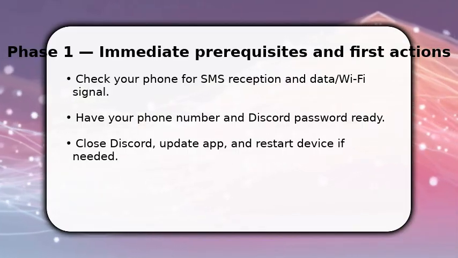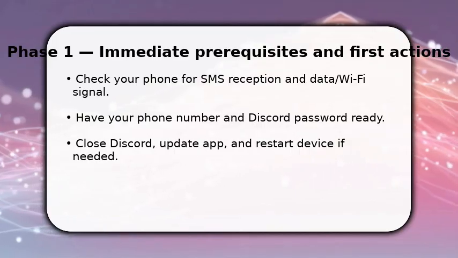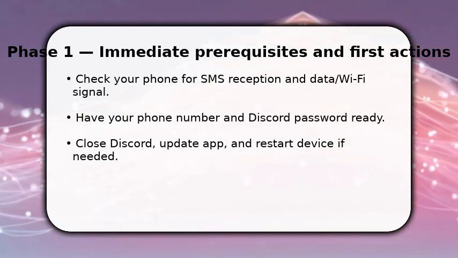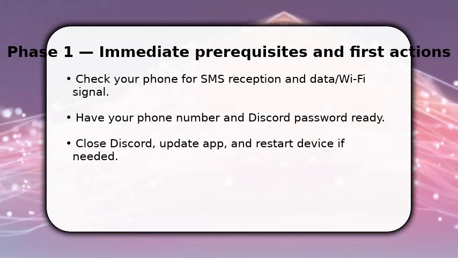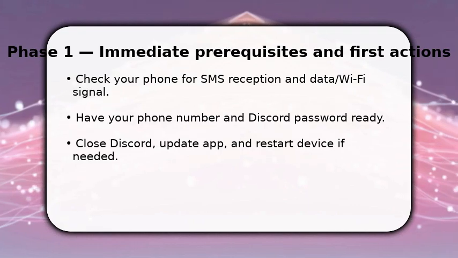You will re-authenticate. If the app is outdated, update it now. Updates fix verification bugs. Then tap Edit next to Phone and choose Change Phone. You're about to replace the number, so pause and keep your phone unlocked to accept the incoming code.